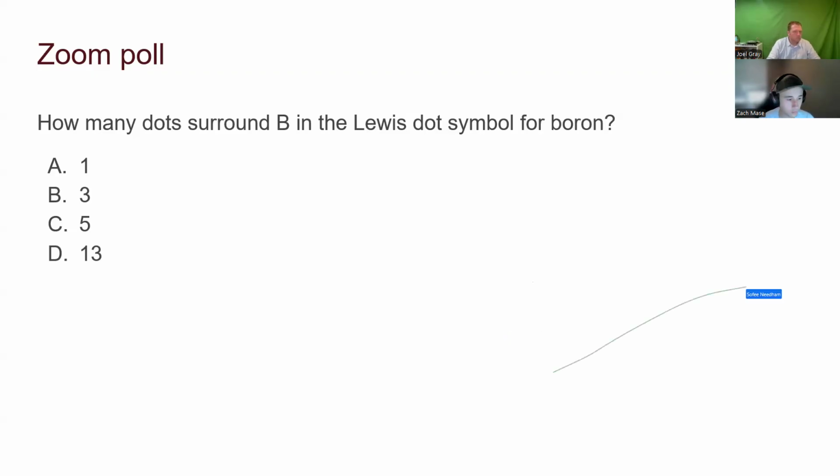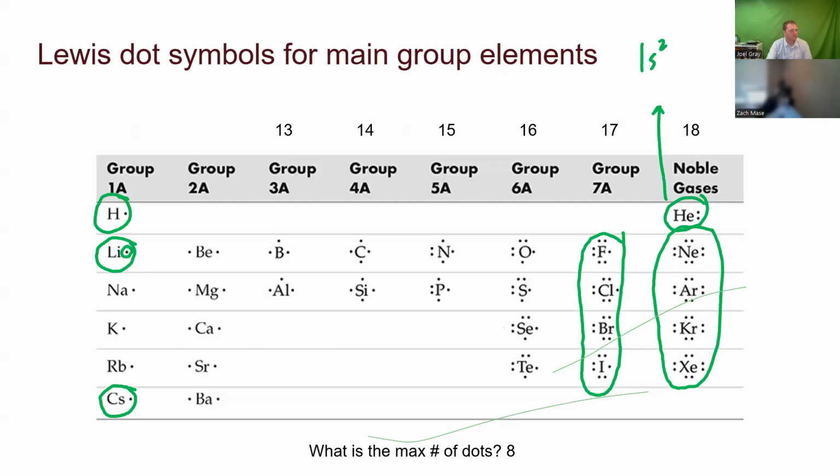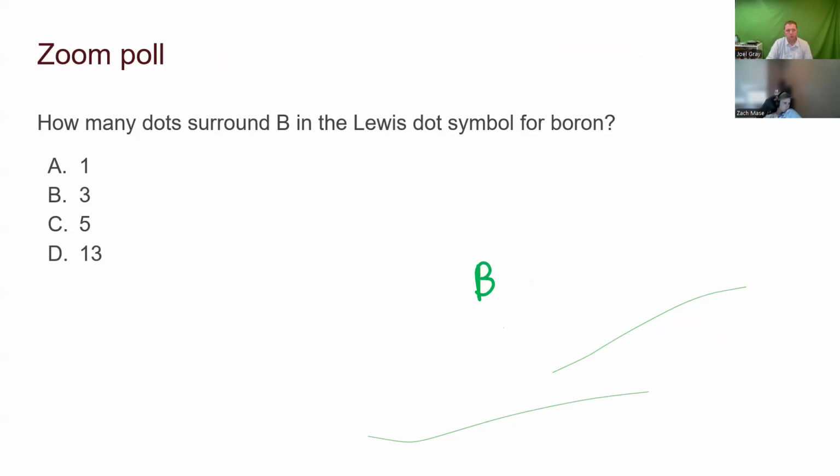And I'm going to go ahead and draw this one out. So we've got B, boron. Well, boron is in group 3. It has a total of 5 electrons, but only 3 of them are valence. Okay, I'm going to go ahead and end this. We've got 89% of the class answered correctly with B as the correct answer. So good job, 89% of the class.